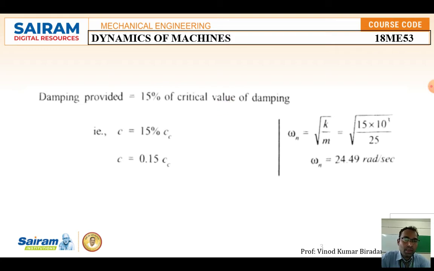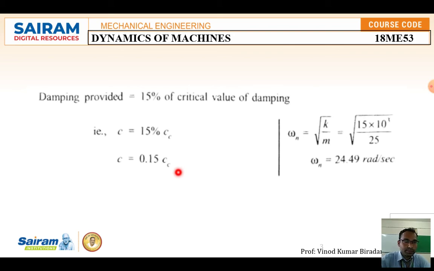Here also I am going to use only the T. V. Goda book, Vibrations, first edition, August 2013. They have given that the damping provided is 15% of the critical damping. Damping is denoted by C, and 15% of critical damping Cc, so C is equal to 0.15 Cc. You need to find this first.